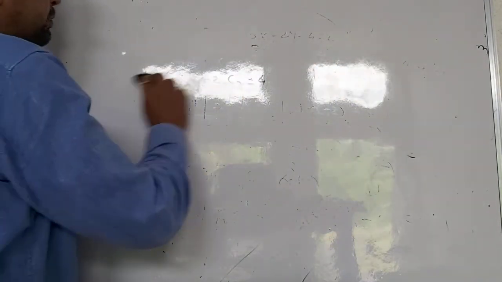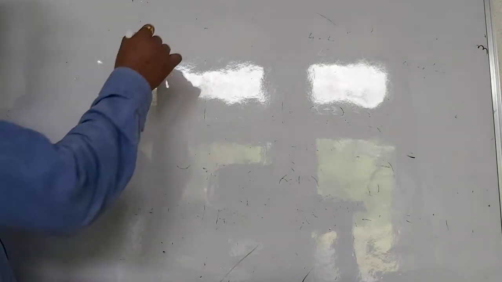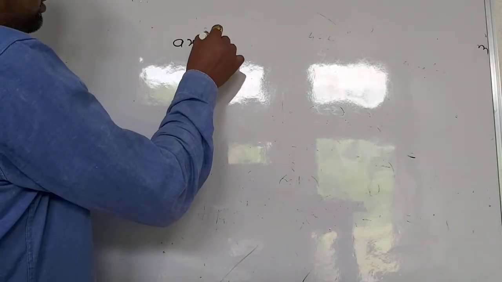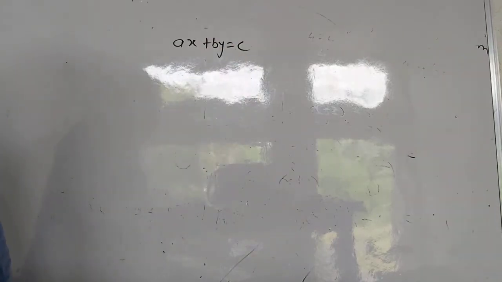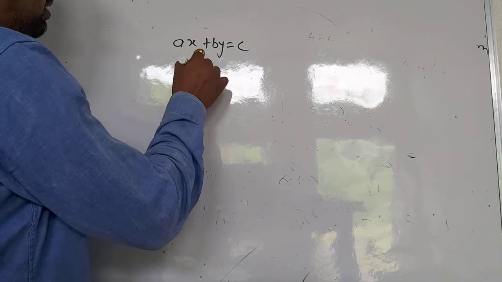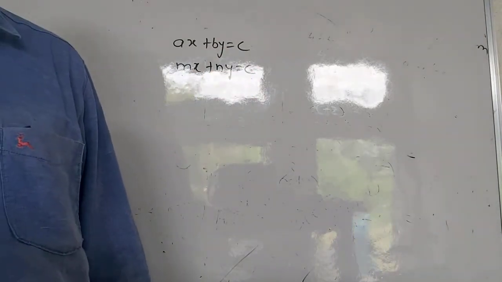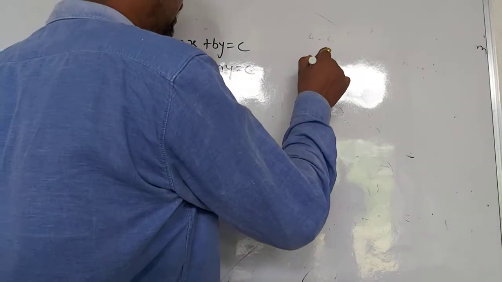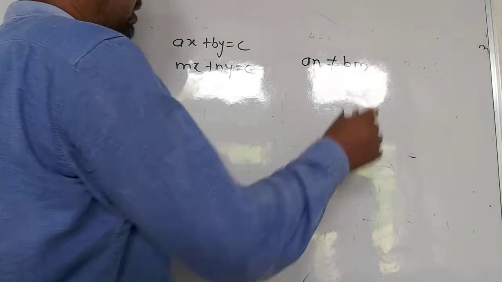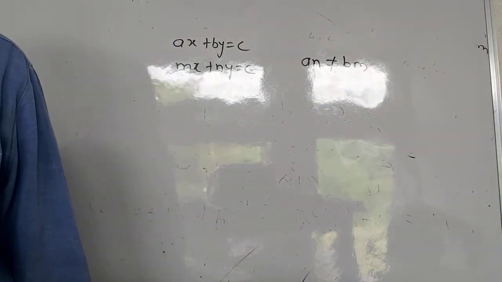Next is the fifth one. An equation is given to you: ax plus by is equal to c, and the second equation is given, mx plus ny is equal to c, and an is not equal to bm. In this way it is given to you. So then these are simultaneous equations.